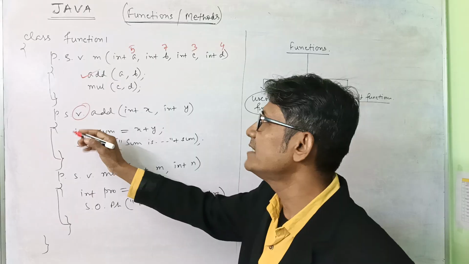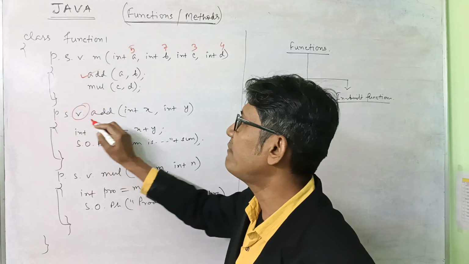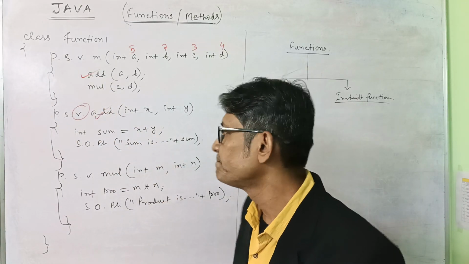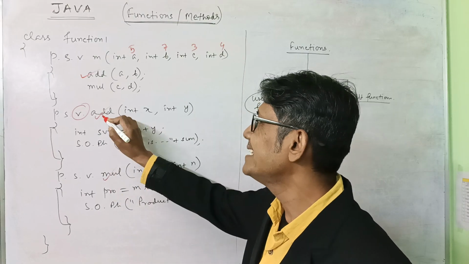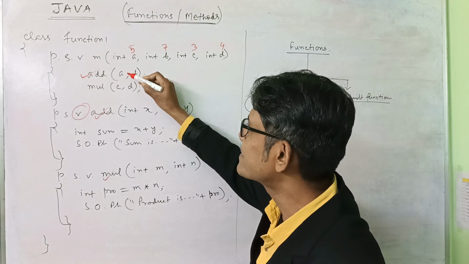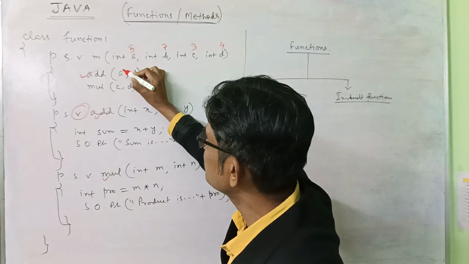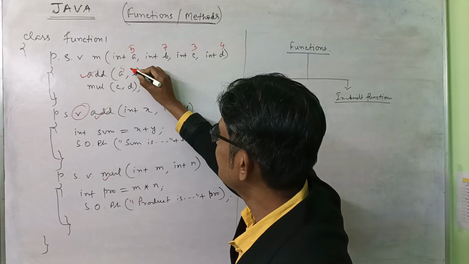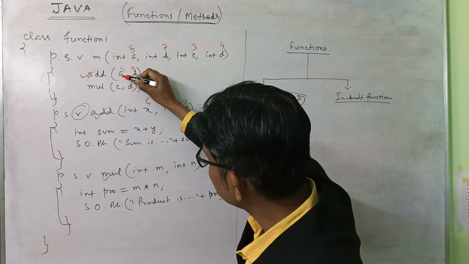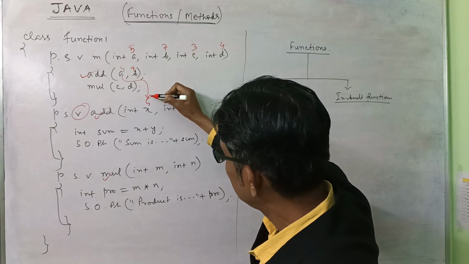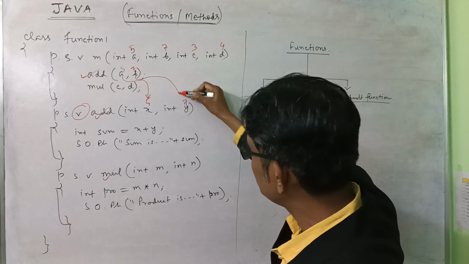If any function, this is main function, this is sub function. Name of the sub function is add. Name of the sub function is multiplication, mul. So this add function has 2 arguments. You see that this 5 I have given here, and here it is 7. So this one is being copied here and this one is being copied here.